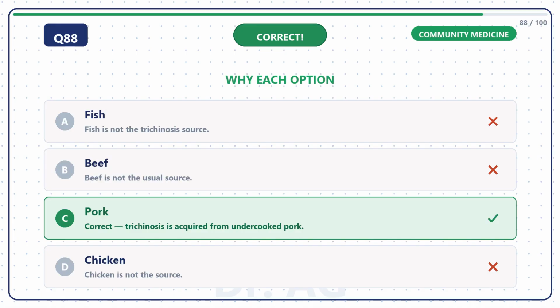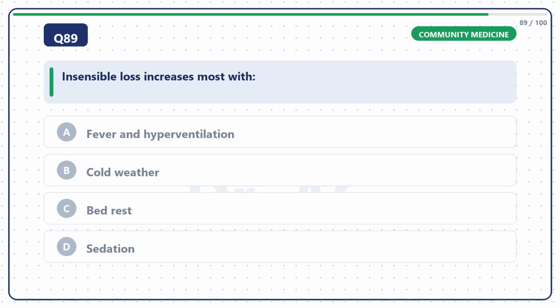Correct, trichinosis is acquired from undercooked pork. So, the right answer is option C. Pork. Question 89. Insensible loss increases most with option A, fever and hyperventilation. Option B, cold weather. Option C, bed rest. Option D, sedation.